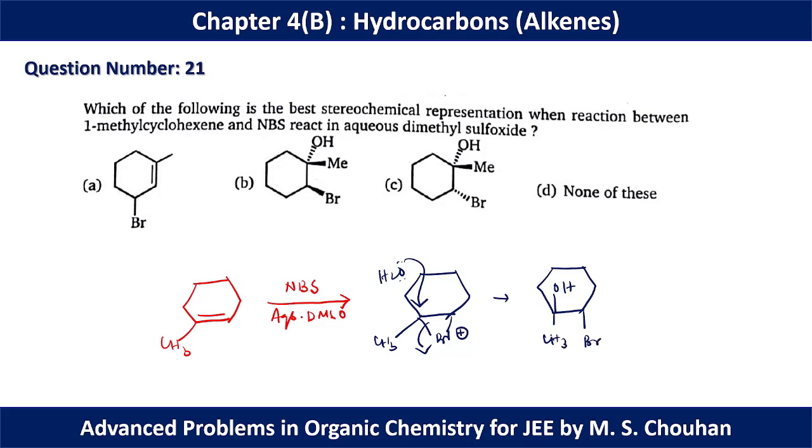Okay, so if we see the relative positions, methyl and bromine are on the same side, and OH is at the anti position with respect to bromine. So for this question number 21, option D is the correct option.